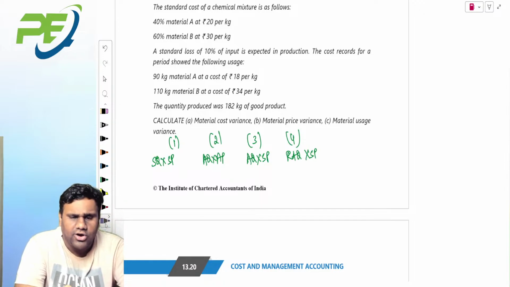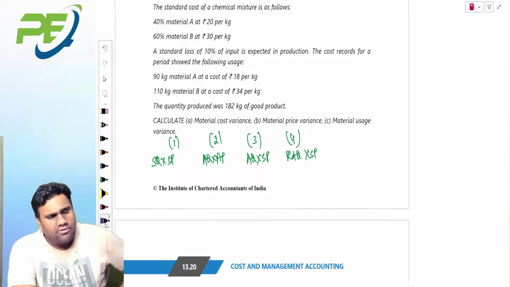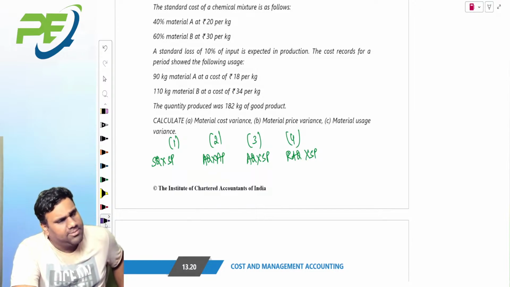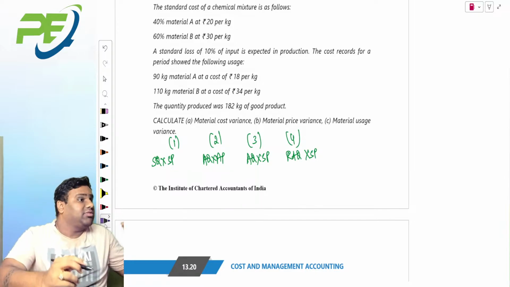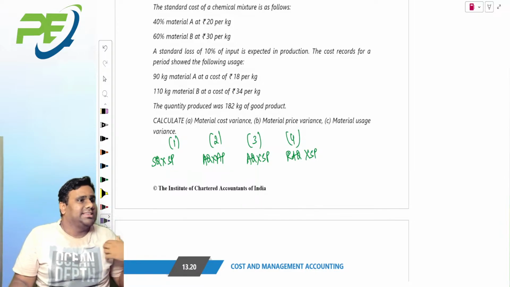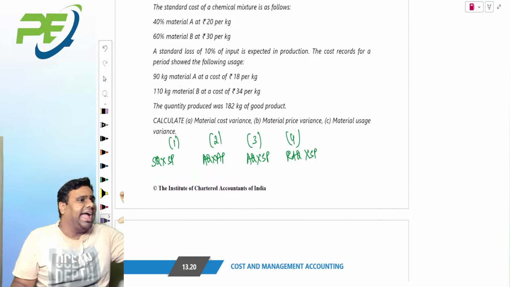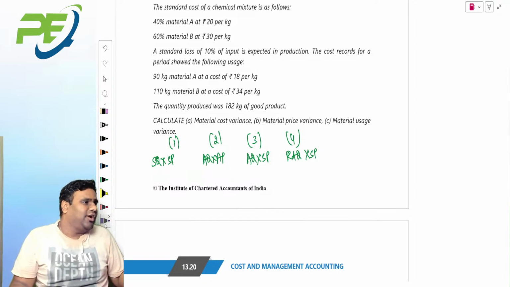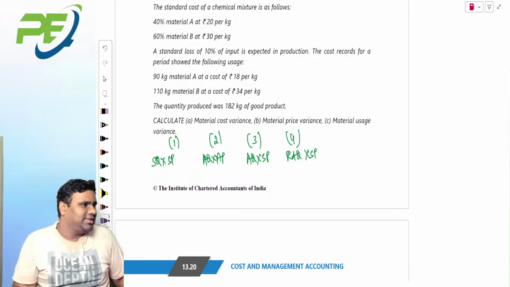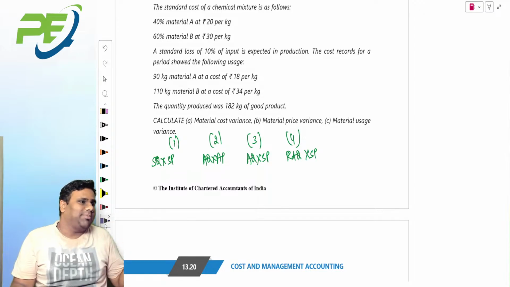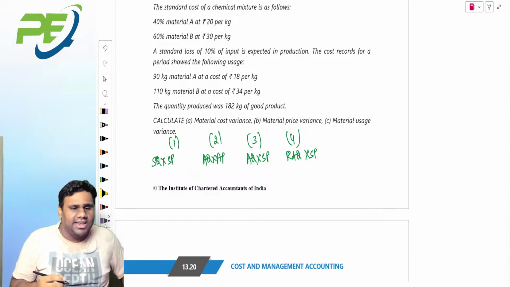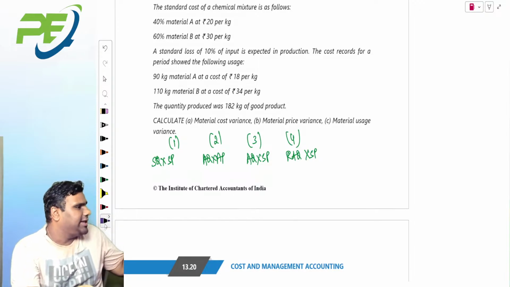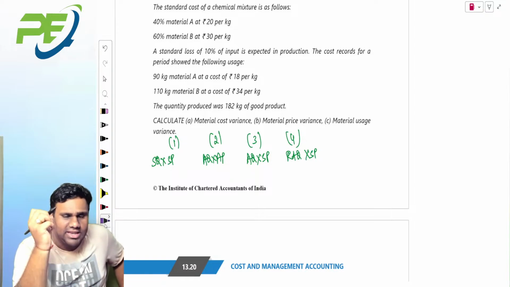So the standard cost of a chemical mixture is as follows: 40% material A at 20, 60% of material B at 30. So 40, 60, what is this? This is mix. Let's say, for example, when you drink Tang at home, you have a mixture of sugar, Tang, and water, and 95% is water. When we talk about mix, it is more than one element being added in a product. So in a product, 40% is material A, 60% is material B.